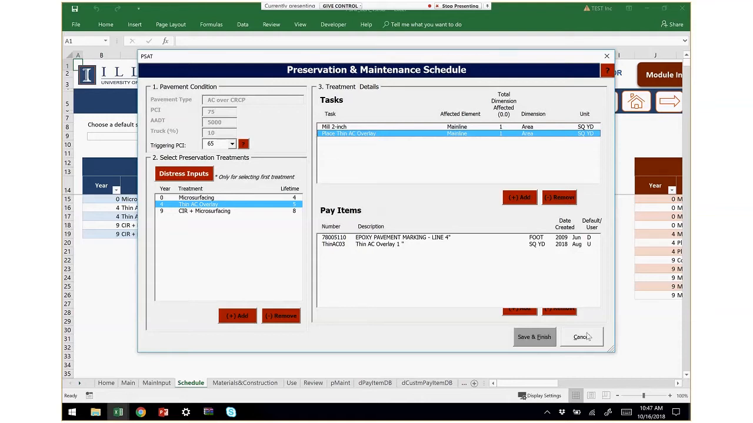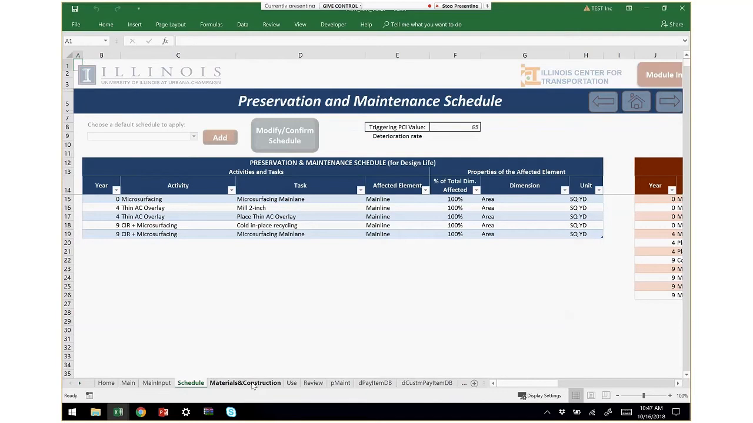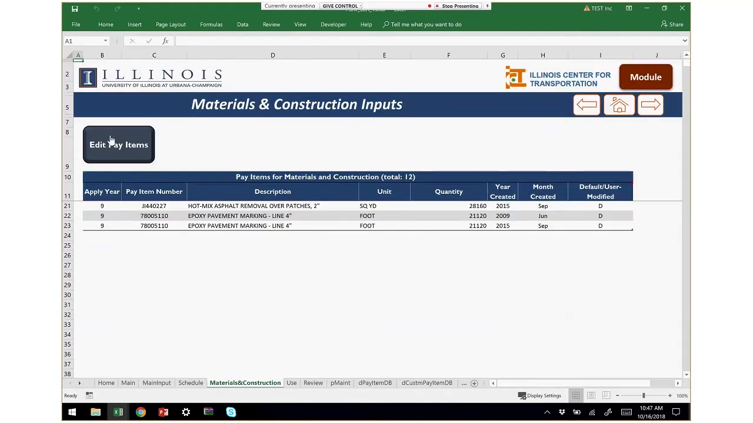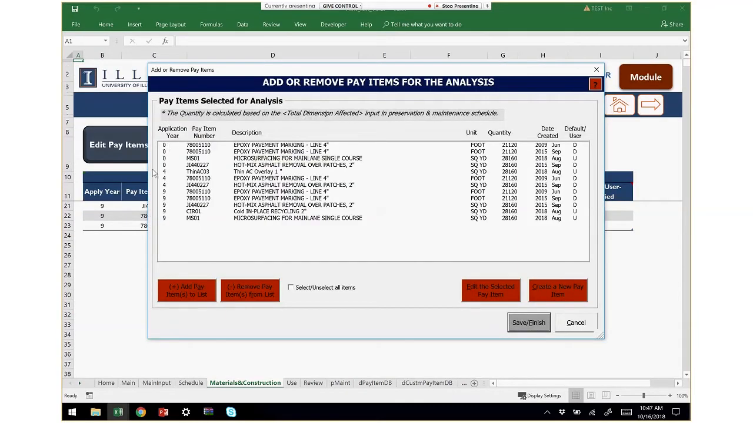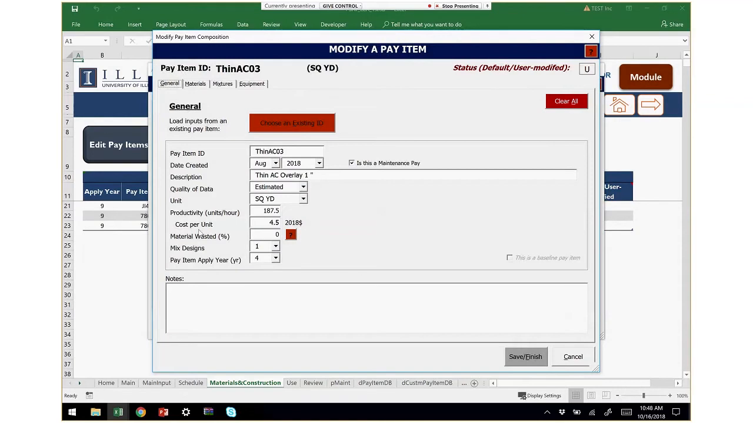And if you move on to the material and construction stage, we have the list of pay items. So these are the pay items at year 0 that are related to microsurfacing, year number 4 that are related to thin AC overlay, and year number 9 is the cold in place recycling and the microsurfacing. I'll pick one of the pay items in here. Okay, this is the thin AC overlay.